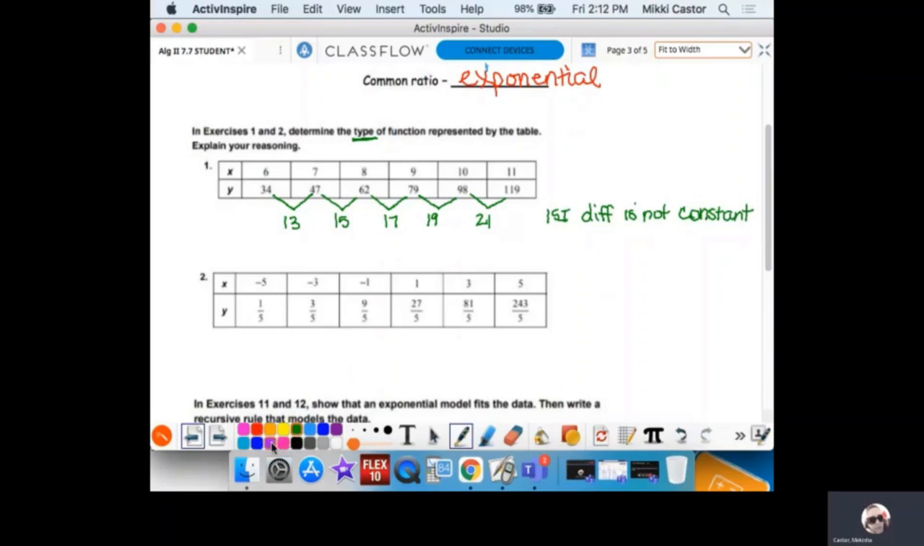Okay, so let's try a second difference. The second difference is the difference of the differences. These were my differences right here. Now we're going to do the difference between those. From 13 to 15, what's my difference? 2. From 15 to 17? 2. From 17 to 19? 2. And from 19 to 21? 2. This is my second difference. Is my second difference constant? So my second difference is constant.